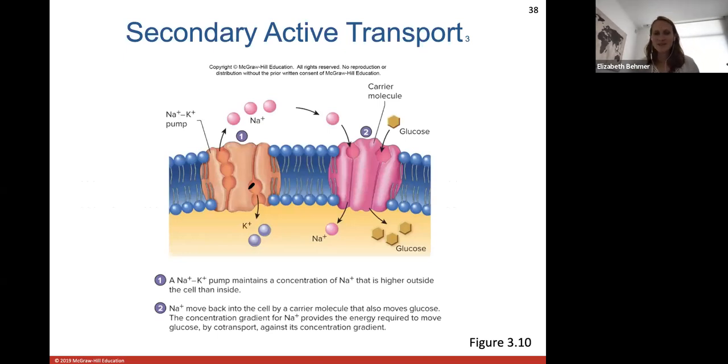So a good example of this, we have secondary active transport. So the sodium-potassium pump is an active transport mechanism.